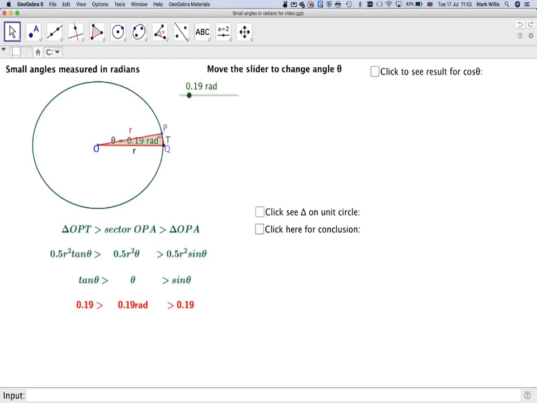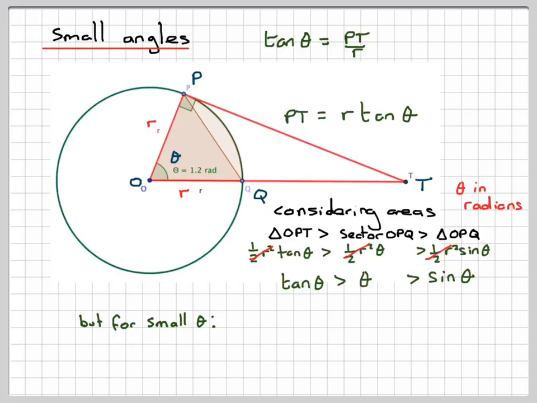And therefore we can now say that for small theta, tan theta is approximately equal to theta, and also that sine theta is approximately equal to theta. Again, I'll put this applet in the notes of the video. There are a few other things here that you can click on if you want to try it for yourself. But for small theta, tan theta is approximately equal to theta, which is approximately equal to sine theta. So that's the first thing.